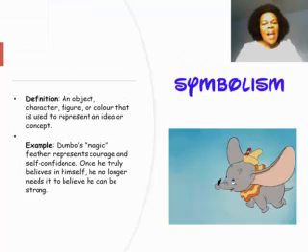Symbolism. By definition, symbolism is an object, character, figure, or color that is used to represent an idea or concept. How is this seen in Disney? So, for example, Dumbo's magic feather represents courage and self-confidence. Once he truly believes in himself, he no longer needs it to believe he can be strong.